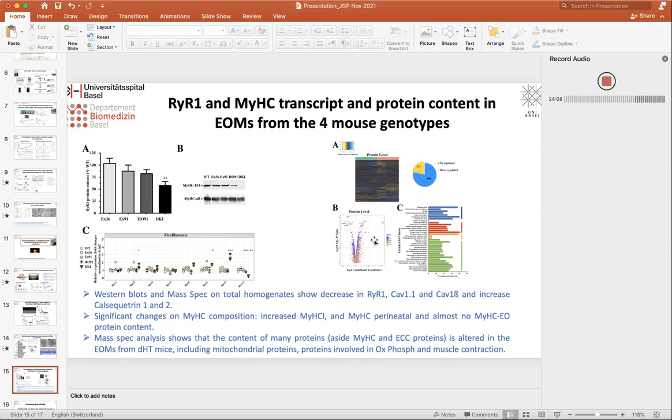So some of these genes encode for proteins involved in excitation-contraction coupling. Some of these genes encode for proteins involved in myosin heavy chain expression. And some of these genes are involved in mitochondria, oxidative phosphorylation, or mitochondrial proteins. And we know from the electron microscopy that the mitochondria are diminished in number in extraocular muscles from the double hetero mice.